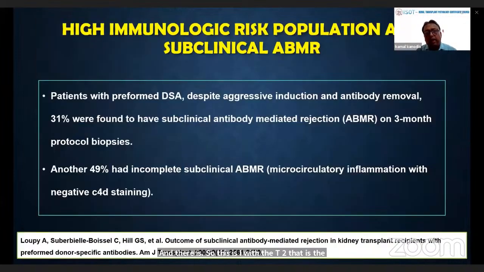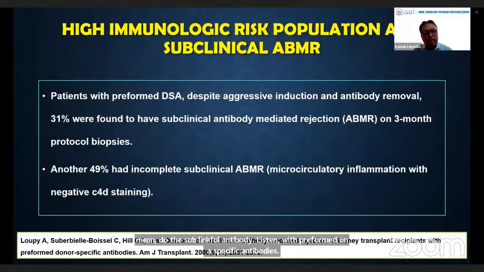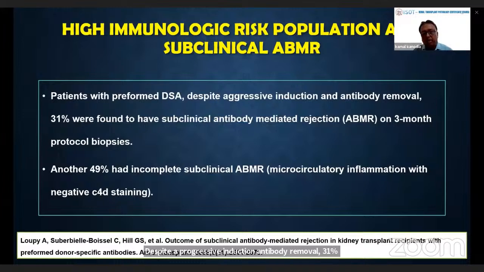Now coming to the subclinical antibody-mediated rejection. In patients with preformed donor-specific antibodies, despite aggressive induction and antibody removal, 31% were found to have subclinical antibody-mediated rejection on 3-month protocol biopsies. This was a study done by Loupy et al. And they also found that 49% had incomplete subclinical antibody-mediated rejection, that is, microcirculatory inflammation with negative C4d staining.